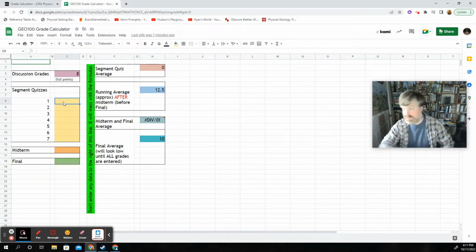The segment quizzes, as promised in the syllabus, the lowest one gets dropped. So if you say, okay, I got a 100 on number one, I got a 90 on number two, this won't work until you put in at least two quizzes. Otherwise, it has to divide by 0 because it drops that lowest one. So there's 100 and a 90. It gets rid of the 90 and your average is 100. Let's say you missed the third one. There you go. So now the zero's dropped and you get an average of those two as a 95.